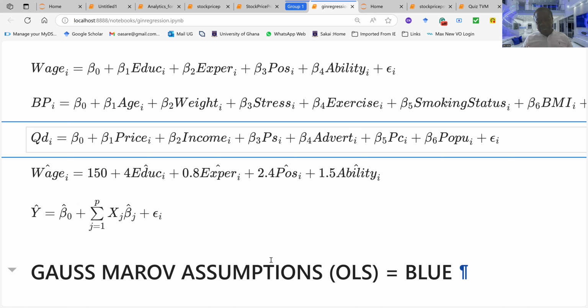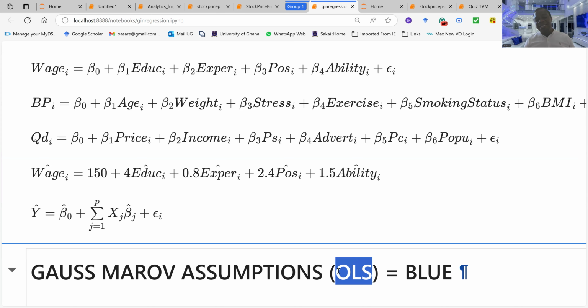Assumptions are certain things that must be in place. The moment you say that the University of Ghana is running, you have already assumed that lecturers are in place, students are in place, the boards are in place, textbooks are there, the building is there, everything. You made those assumptions already. Now, for ordinary least squares regression to work, certain things must be in place.